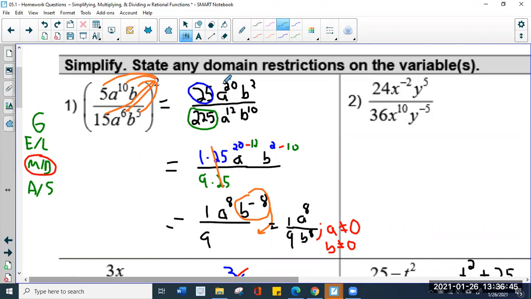For the bases, you're going to take the same base and subtract the numerator's number from the denominator's number. So you take that number, you subtract 12, you take this number, and you subtract 10, and then you figure out what that is. So here you have 20 minus 12, which is 8. And then here you have 2 minus 10, which is negative 8.